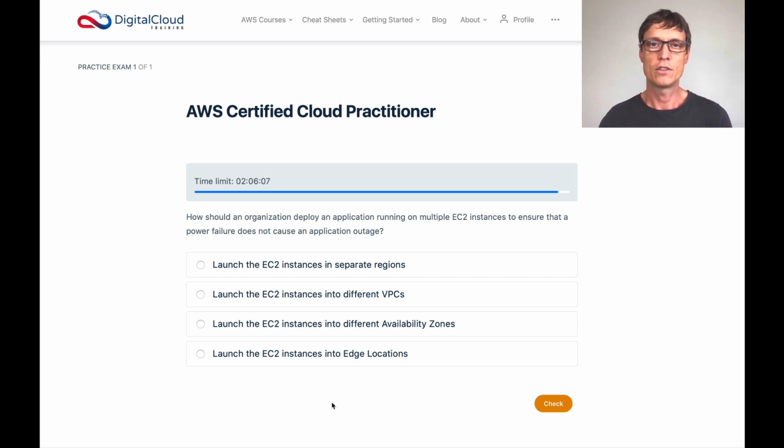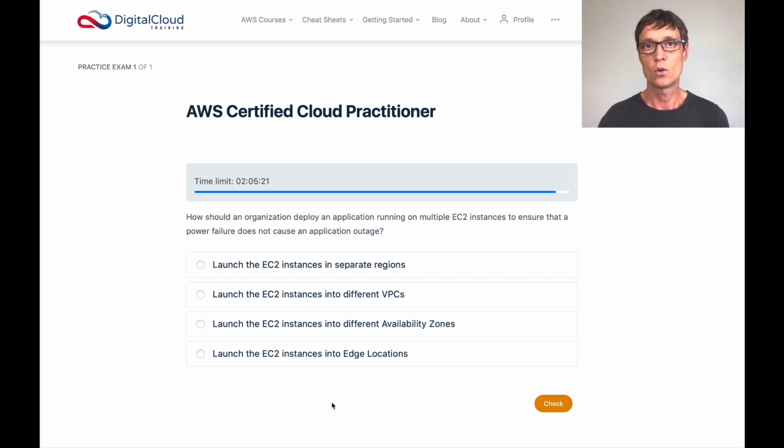Launch the instances into different VPCs. Well, a virtual private cloud is like a private area in which you create your own subnets. But those subnets, which you launch your EC2 instances in, they actually reside on availability zones. So those are the actual sort of data centers where your instance is running. Now, if you have instances in different VPCs, well, firstly, again, you've got some issues with how do you direct traffic to them. But secondly, you've got to think about the fact that they could be sharing the same underlying availability zone. So that doesn't necessarily work. So the key thing for me is availability zones, which the next answer actually mentions.